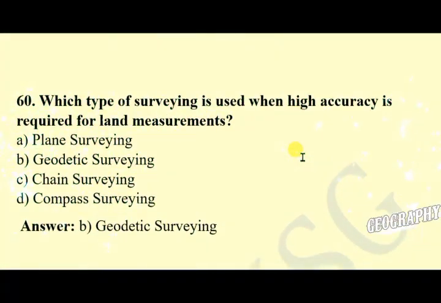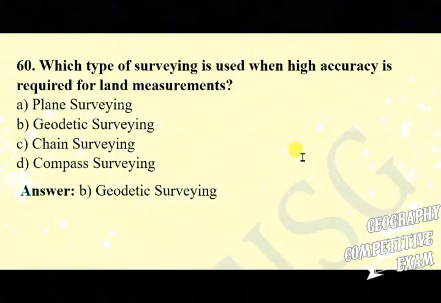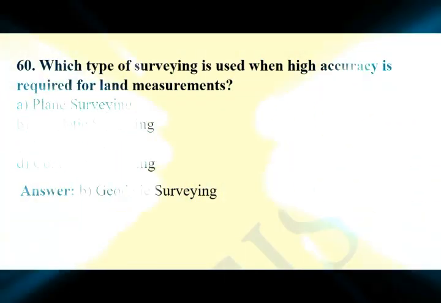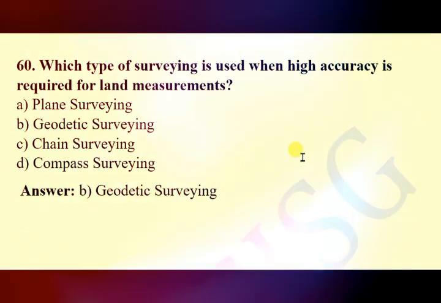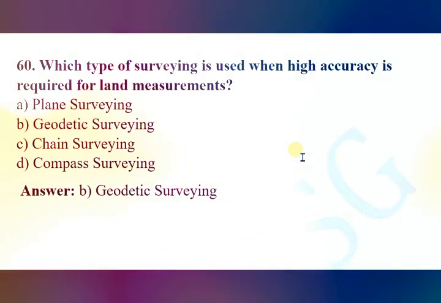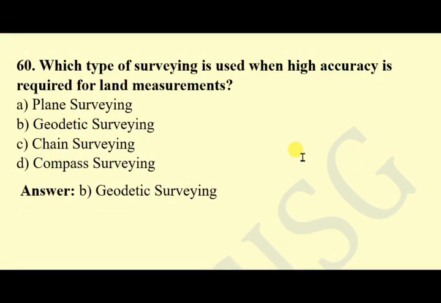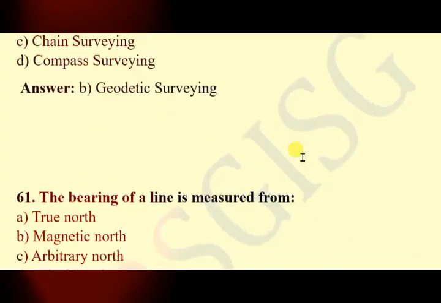Now the category surveying and mapping techniques. Question number 60. Which type of surveying is used when high accuracy is required for land measurements? Plane surveying, geodetic surveying, chain surveying, compass surveying. Here the right answer will be geodetic surveying.